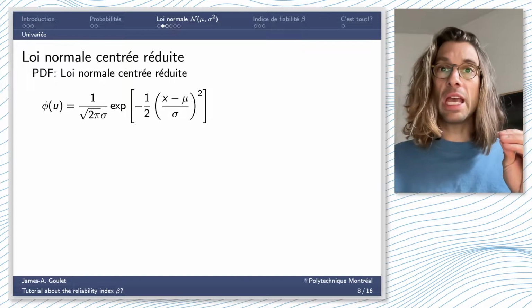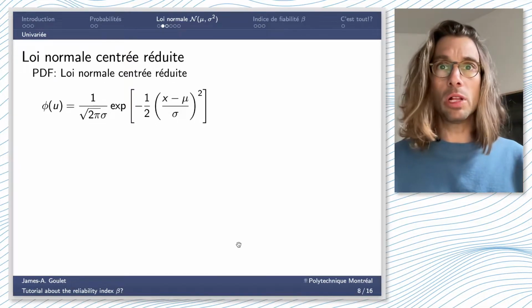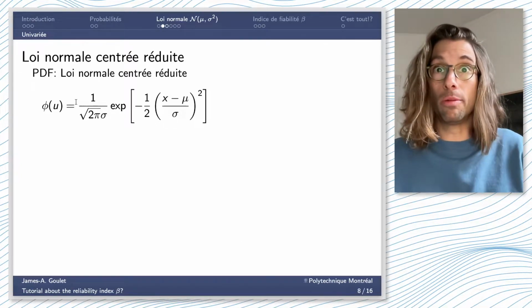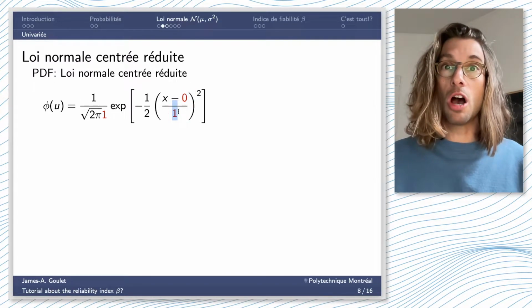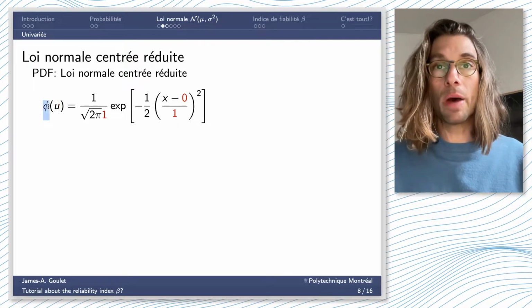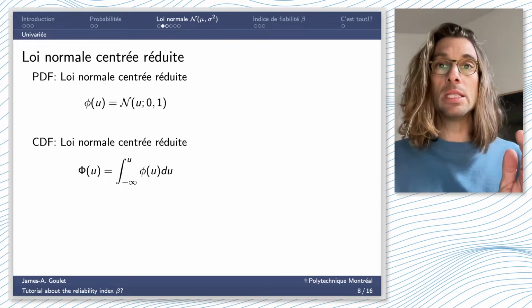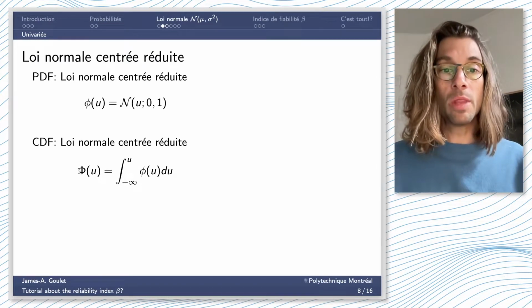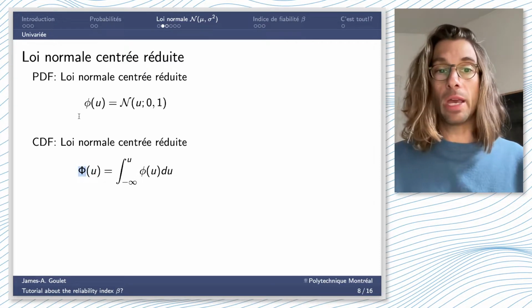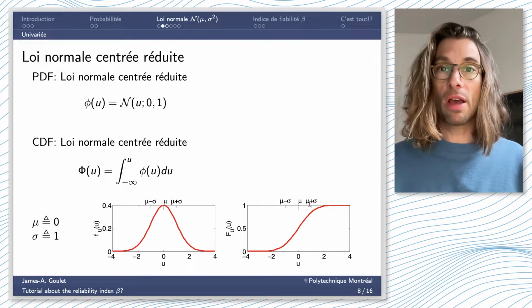We need to look at a special case, which is the standard normal random variable. The standard normal is the same PDF as the normal PDF, except that now I'm going to evaluate for a mean of 0 and a standard deviation of 1. We're going to typically denote it by a lowercase phi. So this is the same thing as before, but always the same parameters, mean 0, standard deviation 1. We have the CDF, and the CDF of a standard normal random variable is going to be denoted by a capital phi. Lowercase phi, capital phi. Then we can draw here, it always looks the same: mean 0, standard deviation 1, we have the PDF, we have the CDF.